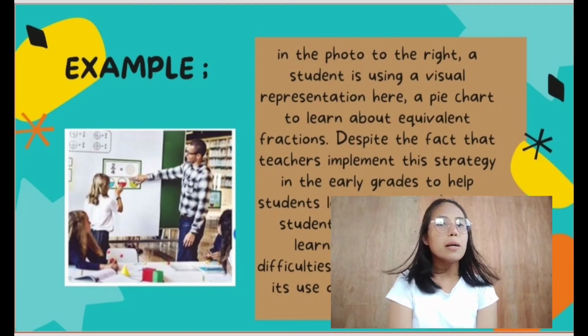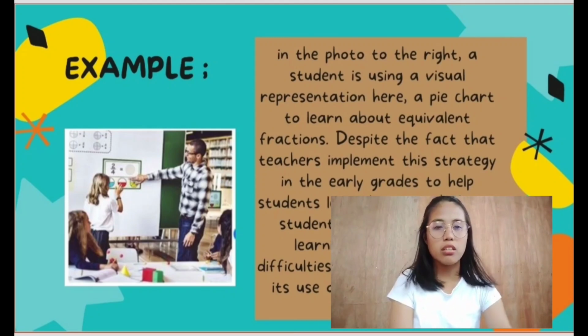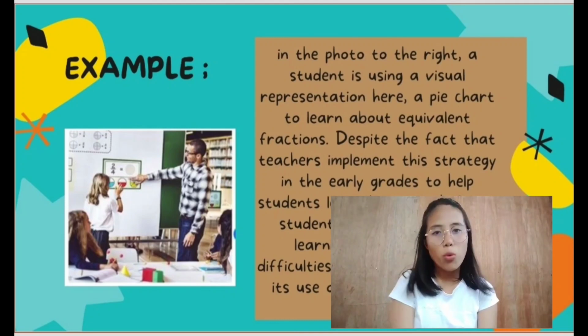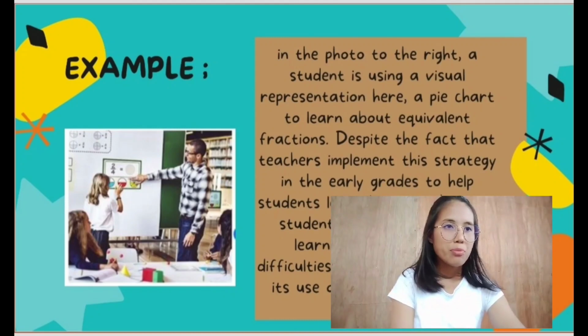But visuals and images are also one strategy in teaching math, especially since math is more on numbers. So it is better to show some visual representation so they can learn more or learn faster than the usual way, where we just tell them what to do.